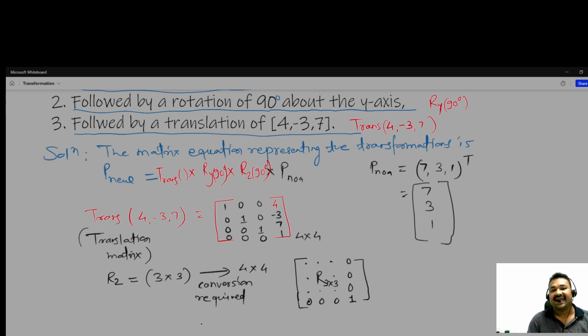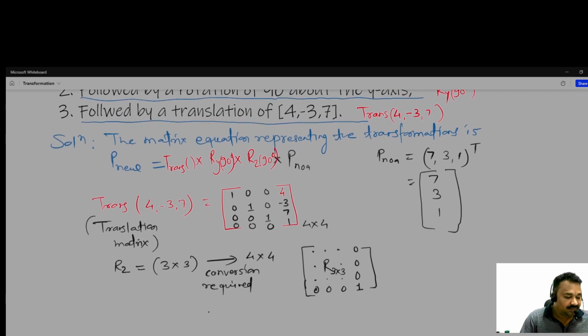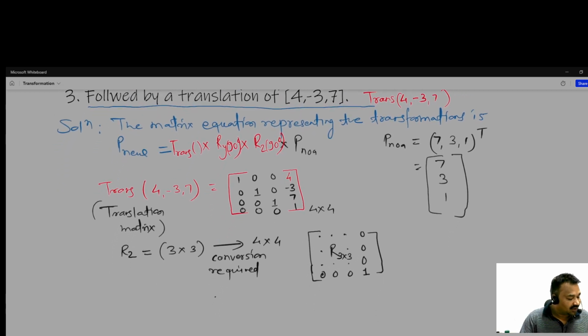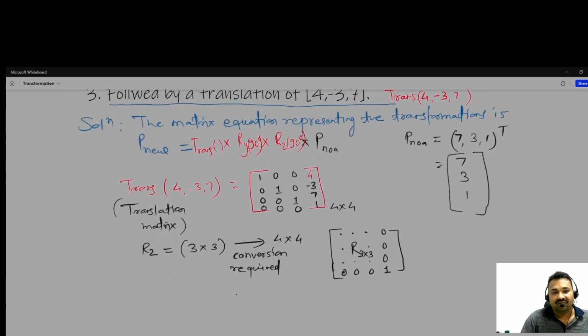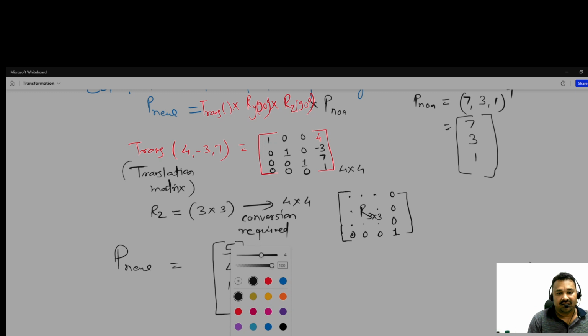In this way, we can convert all the transformations into matrix form. Then we can multiply in the sequence, and ultimately what we get after multiplication of these, we get P new is equal to 5, 4, 10, 1. This is the answer.